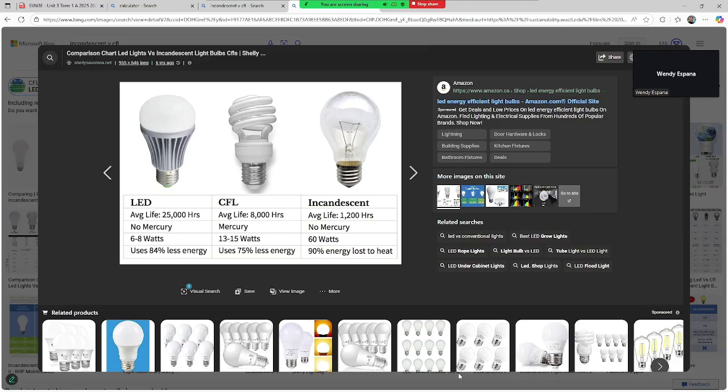Now, interestingly enough, not all CFL lights look like that anymore, right? And we're going to look at some examples of some different ones in a sec. But just know that they last much longer and they use way less energy. There's an LED light. They have an average life of 25,000 hours. They don't contain mercury. And they only use 6 to 8 watts, and they use 84% less energy than the incandescent. So that's a nice chart that's showing you the difference between those 3 light bulbs.